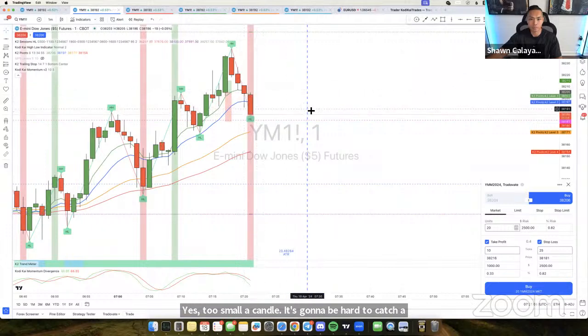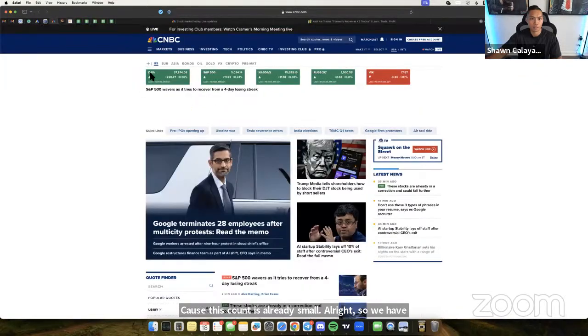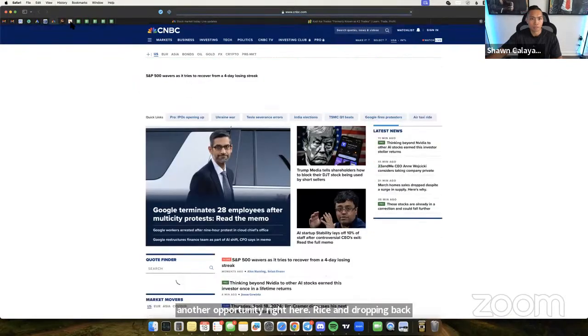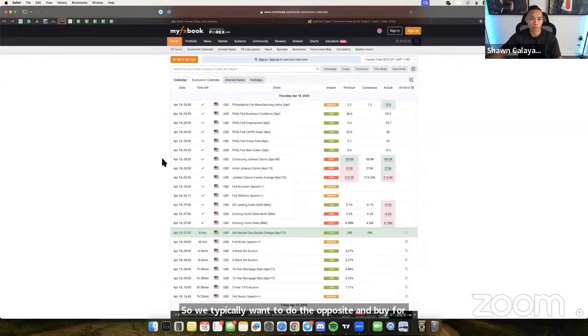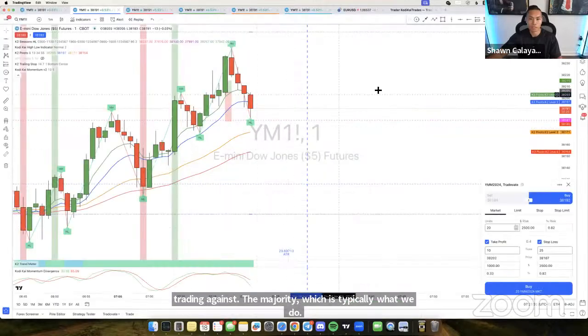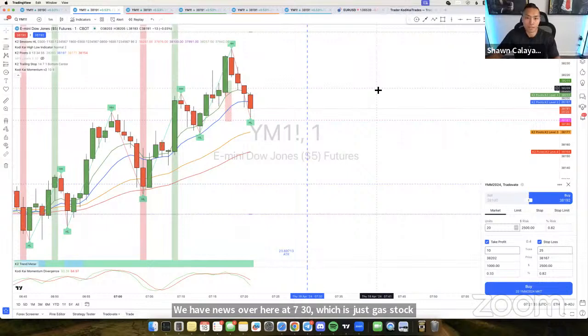All right, so we have another opportunity right here. Price is dropping back down. Let me see if there's any news that's been released. So no updated news here. Looking at retail sentiment, it's currently 60% short. So I preferably would be looking for a buy here. This indicates that 60% of retail traders are currently selling right now. So you typically want to do the opposite and buy if you're trading against the majority, which is typically what we do. We have news over here at 7:30, which is just gas stock change. Nothing huge. It's just typical news that happens on this day at 7:30.